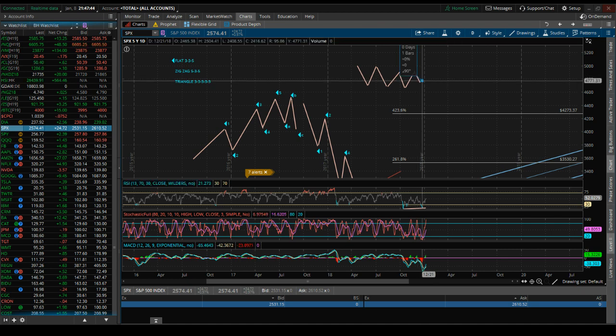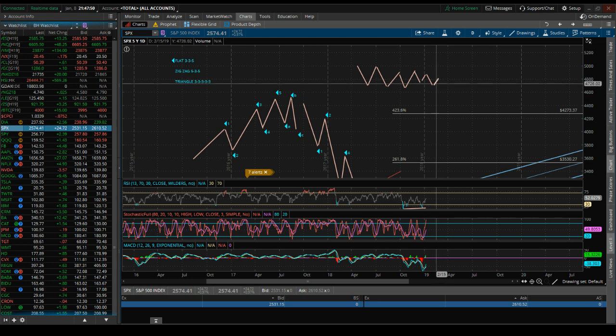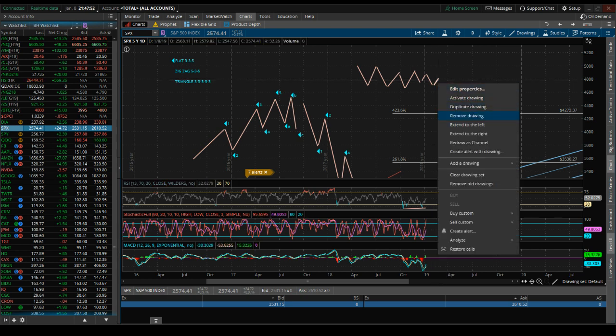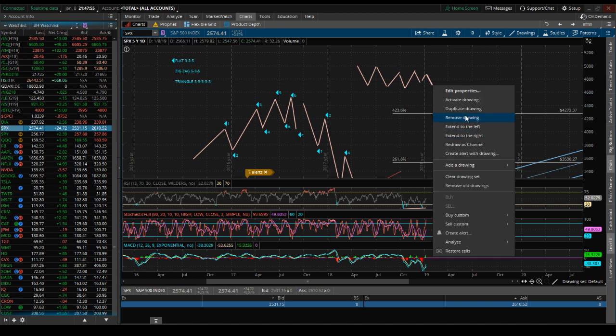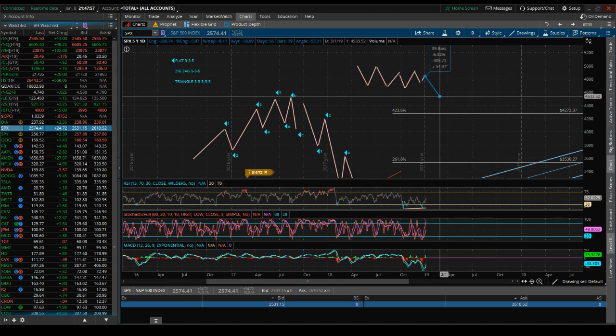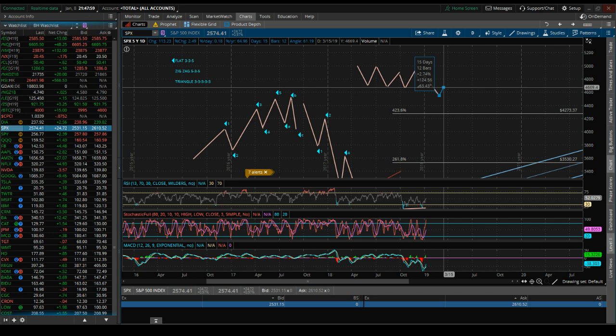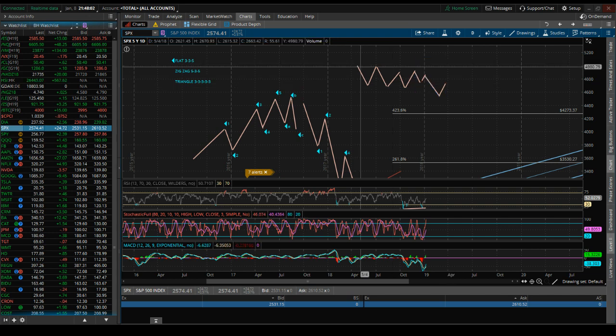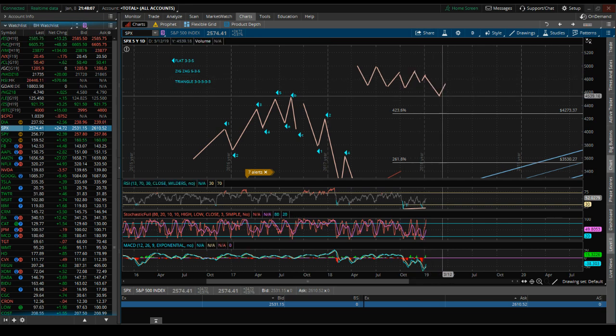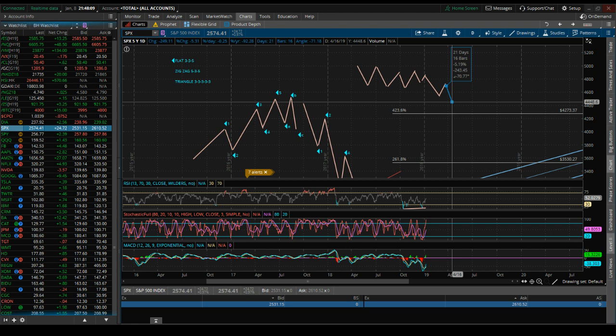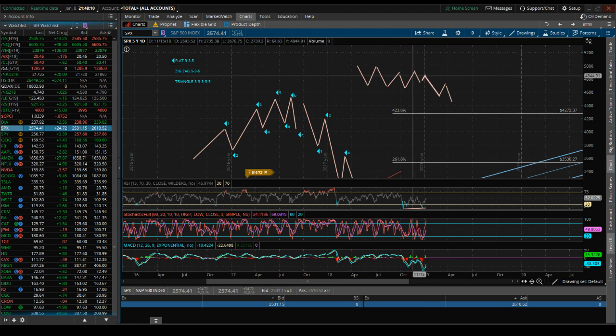1, 2, 3, 4. Well, that doesn't work. It overlapped, but whatever. 1, 2. So A, B, C, A, B, C. 1, 2, 3, 4, and then 5. I know it looks kind of funky, but it's a flat structure, right? So we have 3, A, B, C, 3, and then 1, 2, 3, 4, 5. So that is a flat.